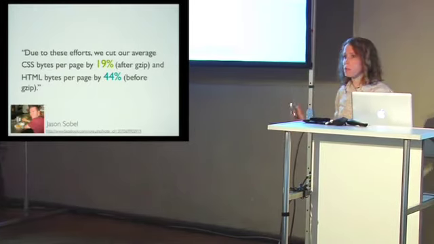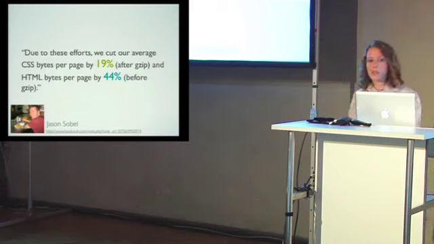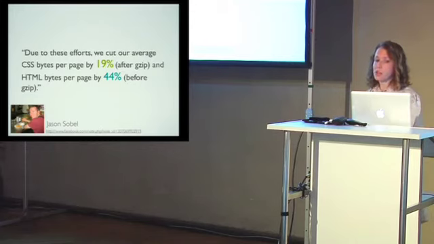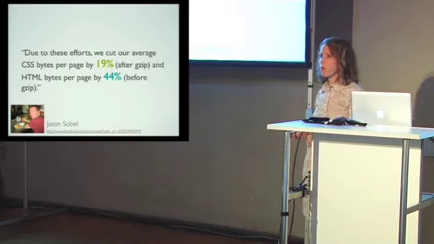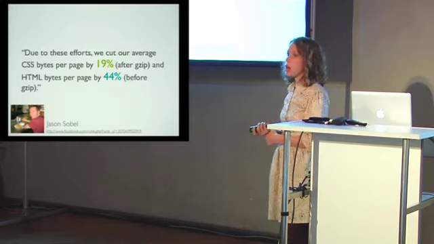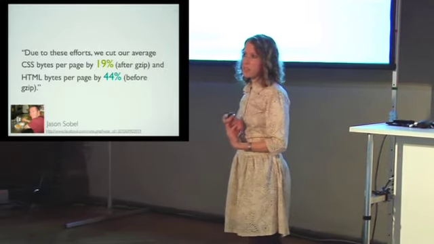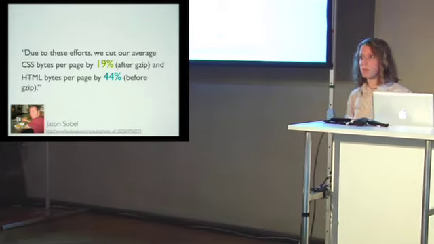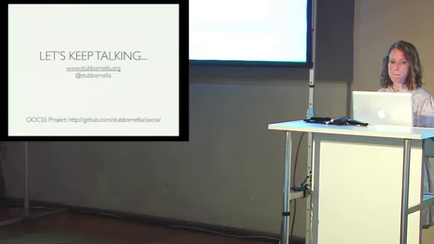So I wanted to show you some of the results of the Facebook optimization. They found that due to these efforts, we cut our average CSS bytes per page by 19% after gzip, and HTML bytes per page by 44% before gzip. And there are some more notes about other performance projects on the engineering blog. But to me, that sort of speaks for itself. We have vastly less code to deal with as developers, and obviously the site is going to be faster because they're just pushing a lot less over the wire.